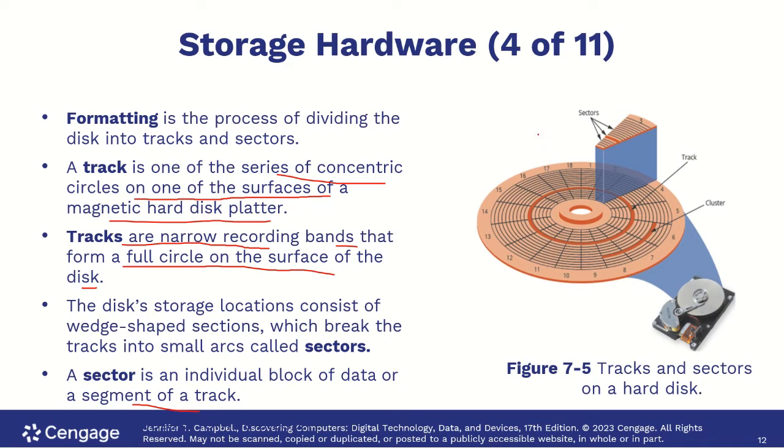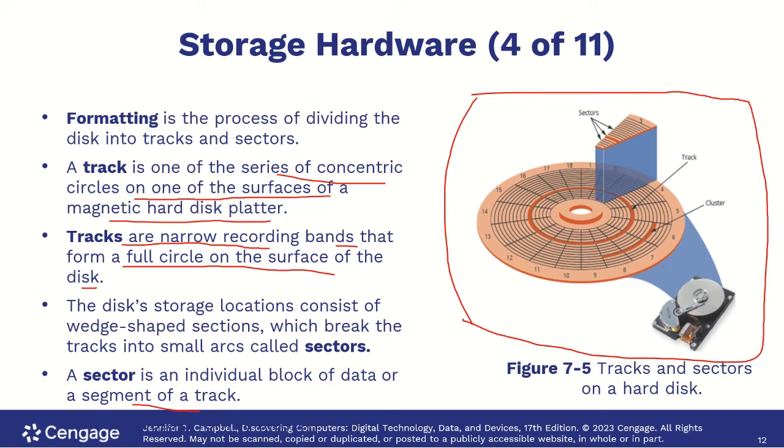You can see the picture here. In this picture, you can see the tracks, for example. So these are the tracks. These are the sectors. When you think about the tracks, these are the circles. The circles represent the tracks, whereas towards the radius of the circle, you have different sectors.